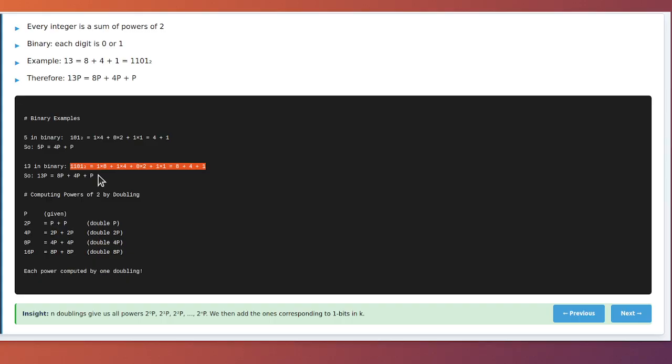Let's trace through 13P, which is binary 1101. Start with the leftmost one. The result equals P. The next bit is 1. Double to get 2P, then add P to get 3P. The next bit is 0. Double to get 6P, but do not add. The next bit is 1. Double to get 12P, then add P to get 13P. That's 3 doublings and 2 additions, for a total of just 5 operations, instead of 12 additions with the naive approach. And the savings become exponentially better as k increases.